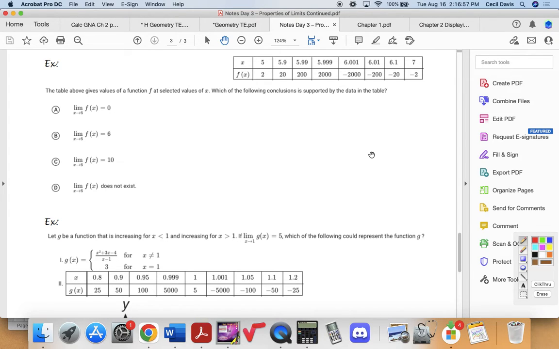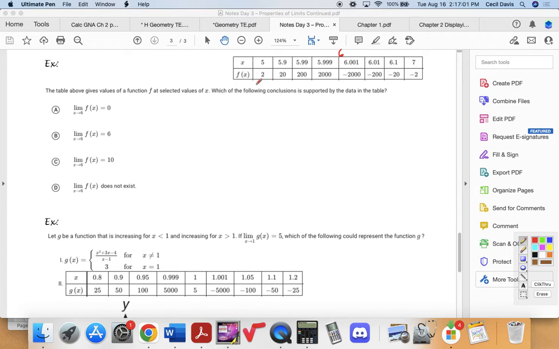Notice as we're approaching x equals 6 from the left side, what seems to be happening? Being multiplied by 10. Yeah, and so it's getting bigger and bigger and bigger, right? And it doesn't appear to have any limit.